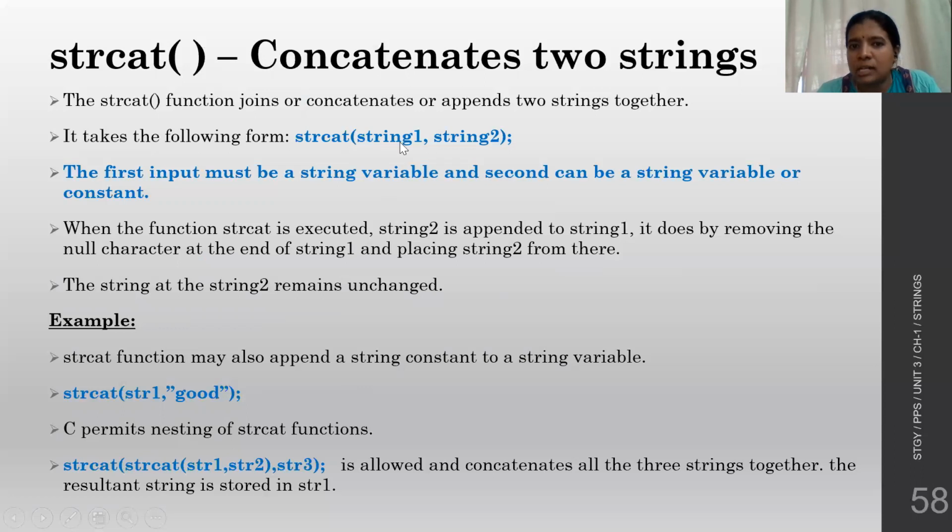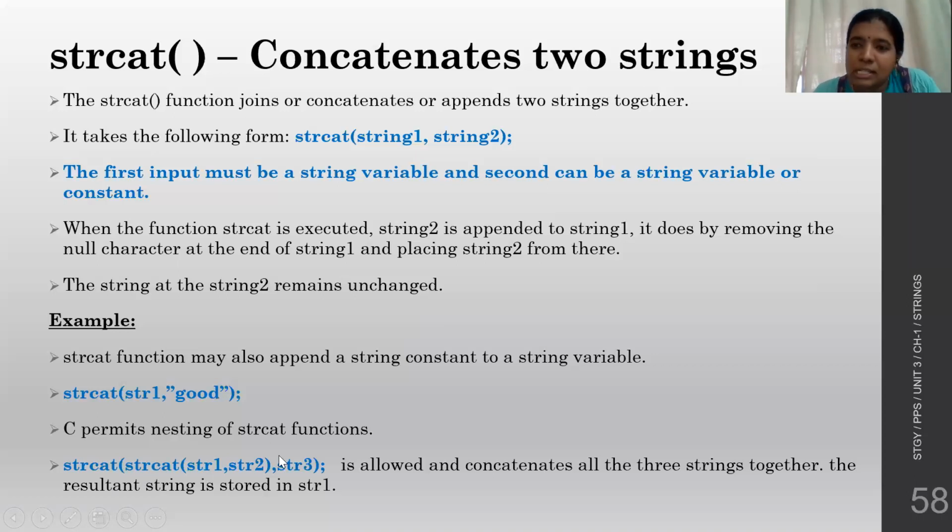So it takes the form strcat of string1 comma string2. It adds the second argument at the end of first argument. So in this entire business, string1 gets modified and string2 remains unchanged. Here the first argument must be a variable and the second argument can be a variable or a constant. First argument must be a variable. Please remember that.